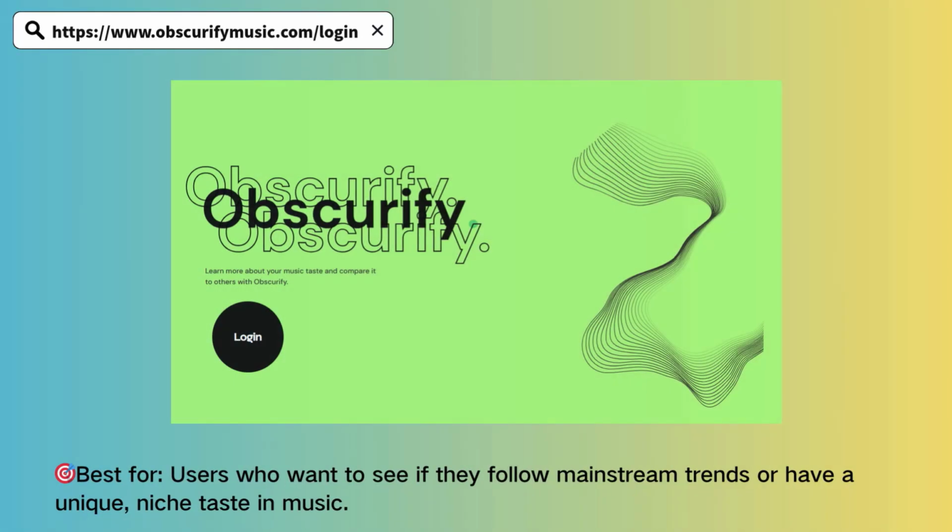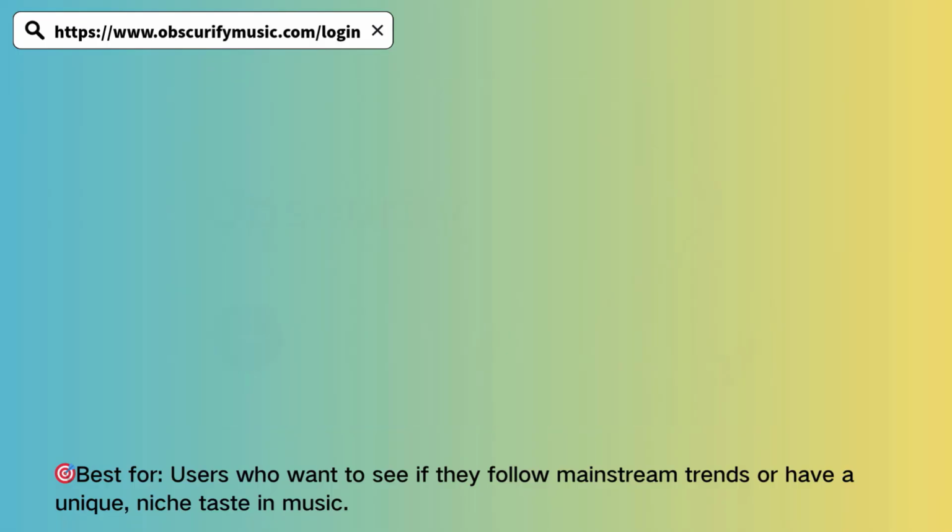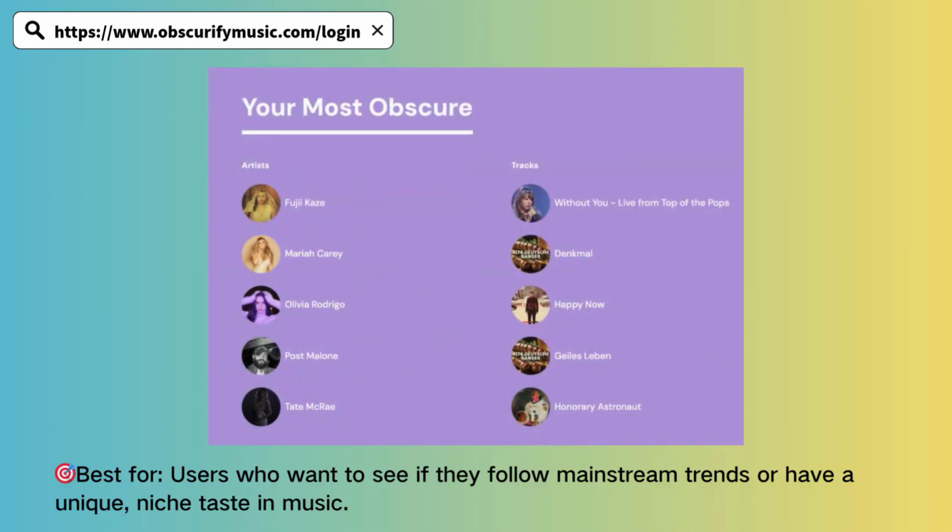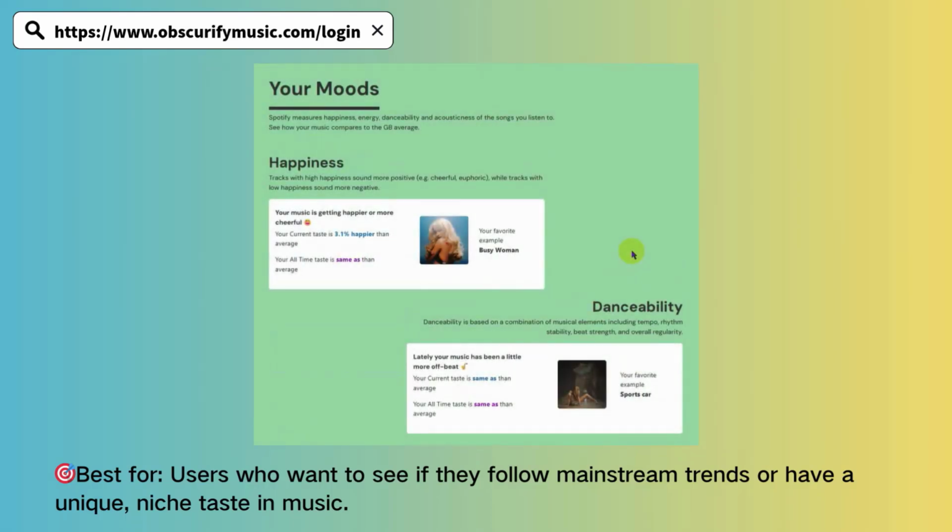The next one is Obscurify. The interface reminds me a bit of a presentation slide, almost like a PowerPoint. It analyzes how obscure your music taste is by comparing your listening habits with the average listener in your country. Compared to the previous tools, it shows fewer data points. But one interesting feature is that it analyzes the mood of the music you listen to.